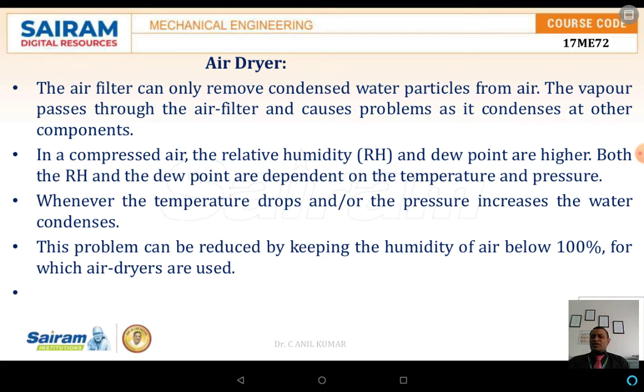Next one, the air dryers. The air filters can only remove the condensed water particles from the air. The vapors pass through the air filter and cause problems as they condense at other components. In the compressed air, the relative humidity and the dew point are higher. Both the relative humidity and the dew point depend upon the temperature and also the pressure. When the temperature drops or when the pressure is increased, the water starts condensing. The problem can be reduced by keeping the humidity below 100%, for which the air dryers are used in the line.